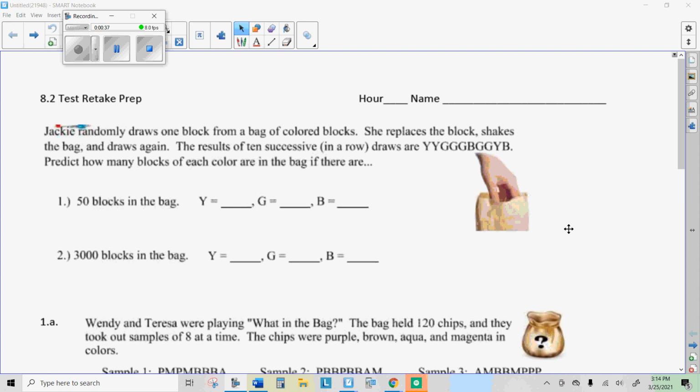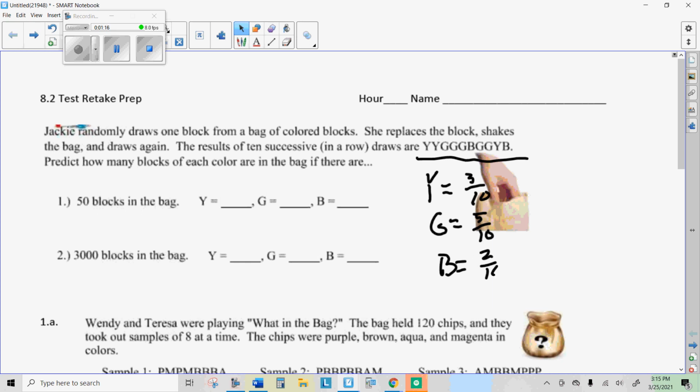So Jackie randomly draws one block from a bag of colored blocks, replaces the block, shakes up the bag, draws again, and here are her 10 choices. So let's write down how many of each color we have out of those 10. For yellow, we have 3 out of 10. For green, we have 5 out of 10. For blue, we have 2 out of 10. And those are the 3 different colors.